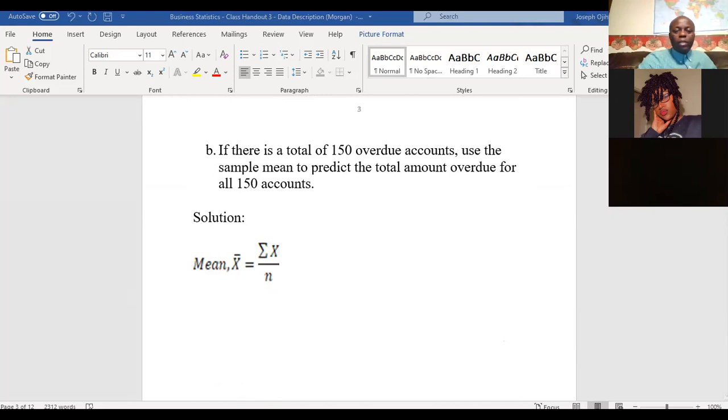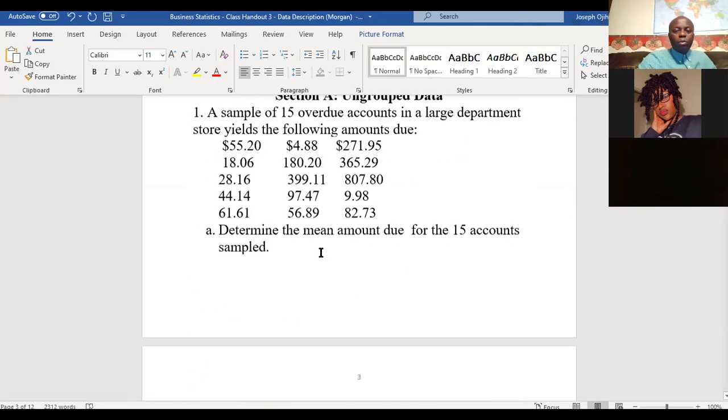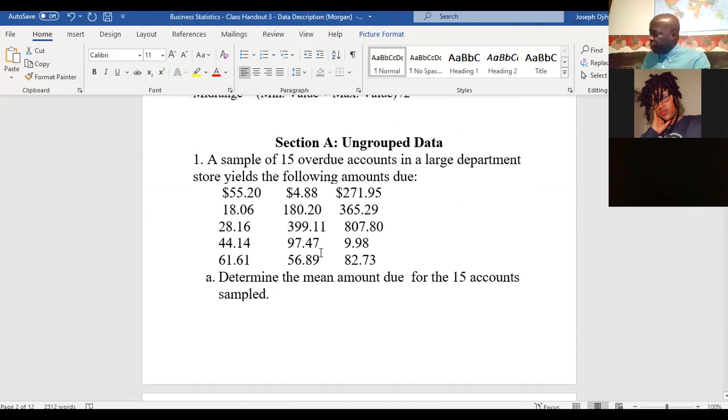Before I do that, I want to write this down so we can make it easy for us. Let me write some of them down: $55.20, $18.06, all the way to the last one. And the last one is $82.73. Now, how many of them? You have 15 of them.